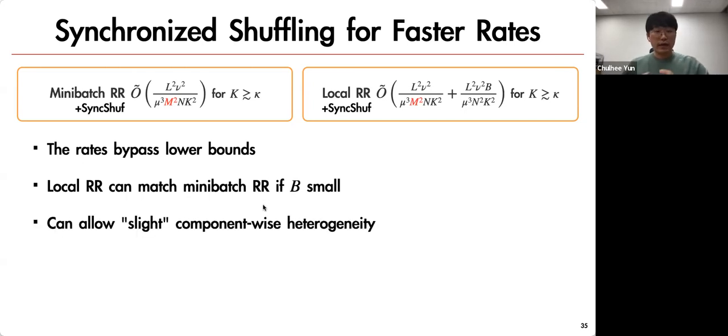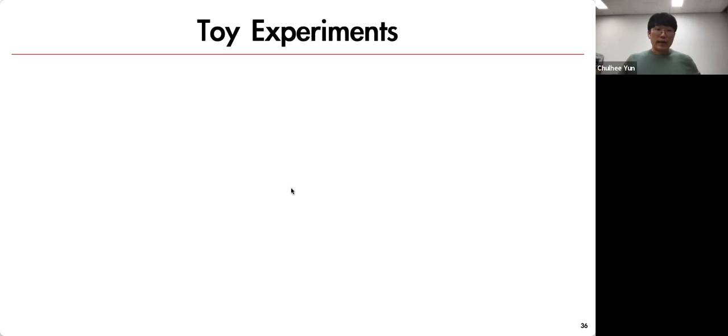Although I assume this full component-wise homogeneity for simplicity, our actual theorems in the paper are proved under some assumptions that allow some slight heterogeneity. So a similar speed up may be observed for the case where the machines have slightly perturbed versions of the same data set. Okay, that was it for the theoretical results.